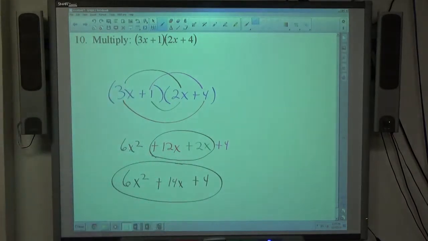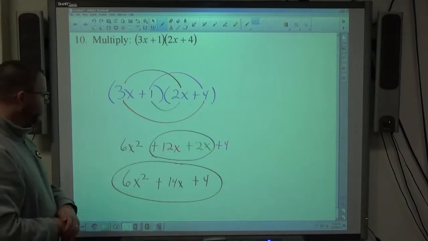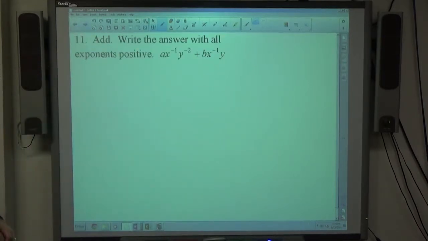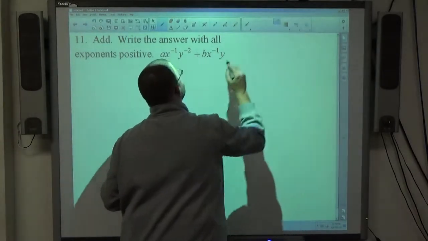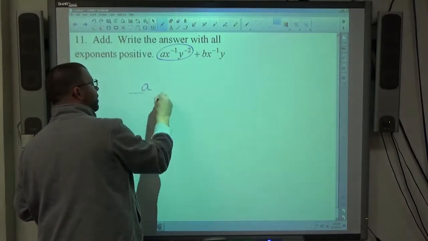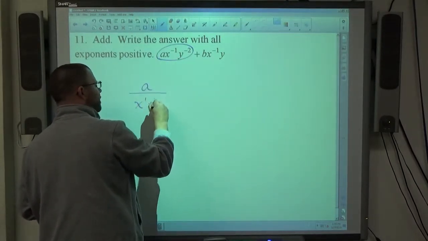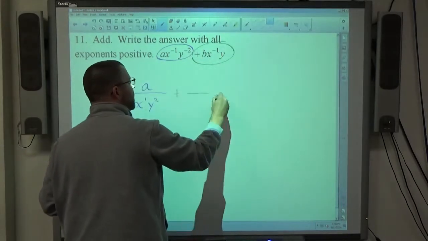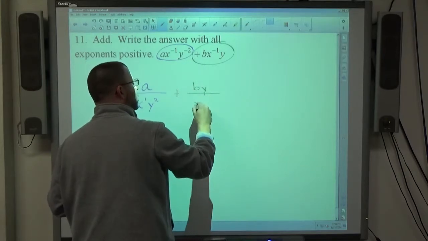Can't do anything else to it. X squared, x, and 4 are not like terms, so you cannot add or subtract them any further. Now write the answer with exponents positive, and this is a fraction problem in disguise. This would be a on top, x to the first, y to the second on the bottom. This is going to be plus b on top and x to the first on the bottom.